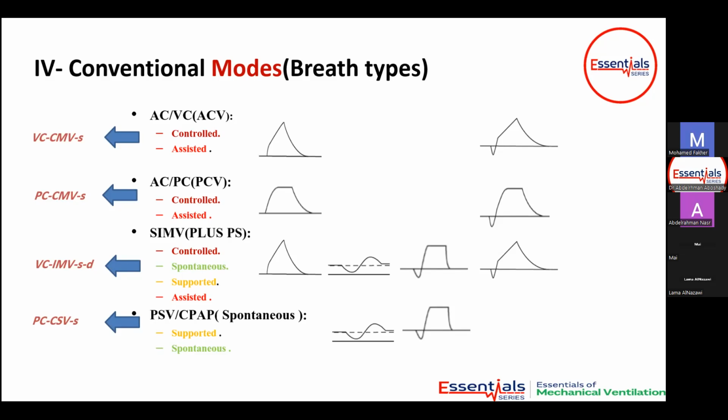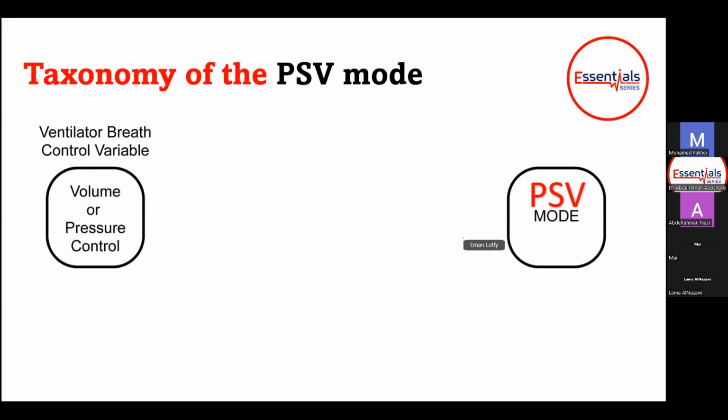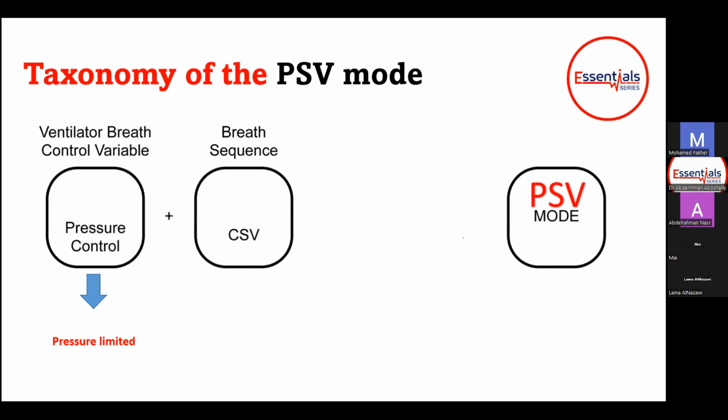Let's talk about the non-conventional mode. Let's talk first how do we classify the pressure support mode as an example. So pressure support mode, when dealing with a ventilator control variable in pressure support, what do we control? Volume or pressure? Okay, that's right, pressure. So the pressure is the limit. All the breaths are pressure limited. So the control variable is pressure control in the pressure support mode.